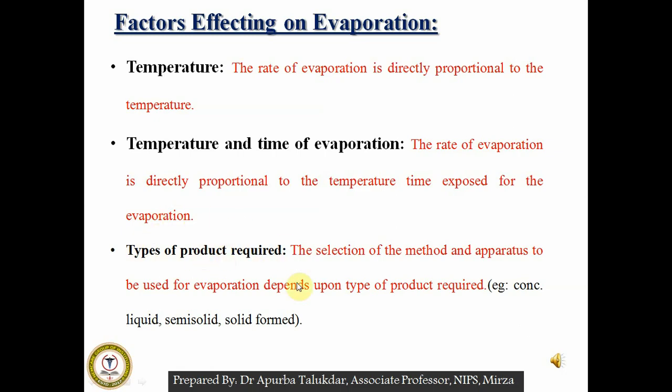And coming to next one, type of product required. The selection of method and apparatus to be used for evaporation depends on the type of product you require. For example, whether you need a concentrated liquid, a semi-solid, or a totally dry product. In case of the evaporating pan and evaporating still, we have already studied. If the product contains volatile substance, at that time we cannot use the evaporating pan, then we have to go for the evaporating still. So what type of product we need depends on the rate of evaporation also, whether you need a concentrated one, a solid, or a semi-solid. Based on that, you have to increase the evaporation or decrease the evaporation for the product.